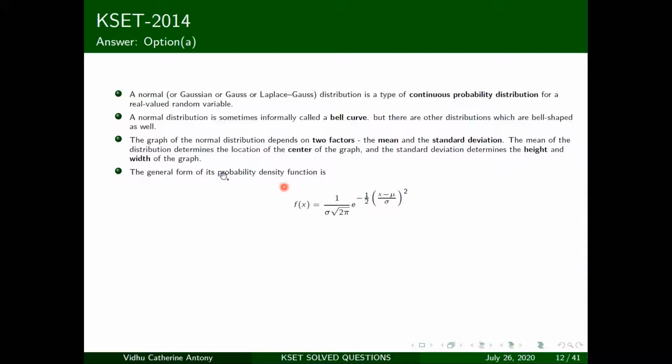Okay, so now let's look at this. The general form of the probability density function is f of x is equal to 1 divided by sigma root of 2 pi, e to the power of minus 1 by 2 times (x minus mu divided by sigma) whole squared. Mu is your mean here, and it is also the median as well as the mode.